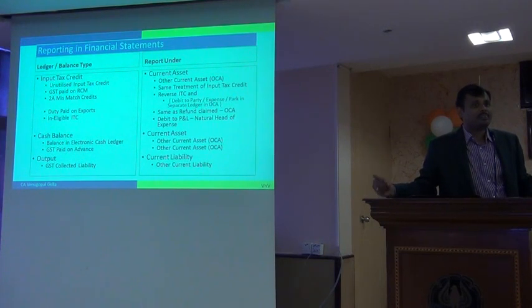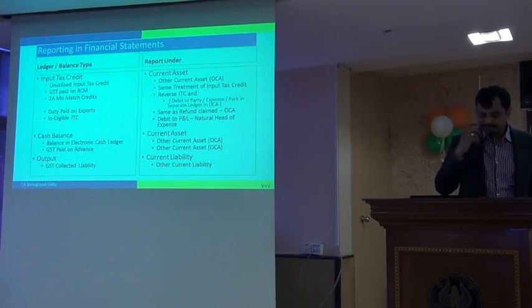Whenever you are debiting to your P&L account, it has to be debited to the natural head of account, not rates and taxes. Most of the time tax reversal happens to rates and taxes. This is again an error.